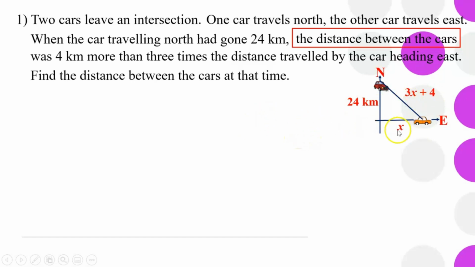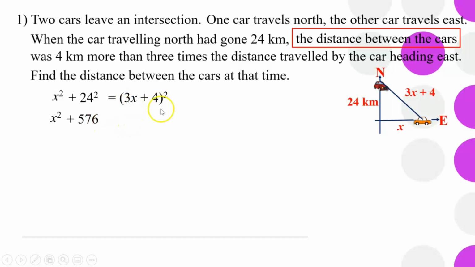Let us use Pythagoras theorem in order to solve this problem. So Pythagoras theorem states that a squared plus b squared equal to c squared. Let this x be considered as a and 24 as b and c as 3x plus 4, because a and b are the two shorter sides and c is the hypotenuse, the longest side in a right angle triangle. Let us write x squared plus 24 squared is equal to 3x plus 4 squared. 24 squared will give you 576.